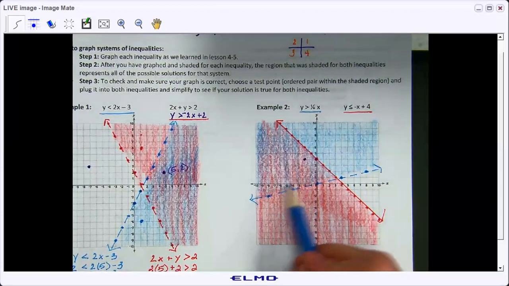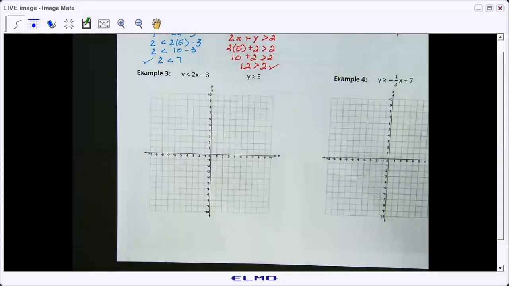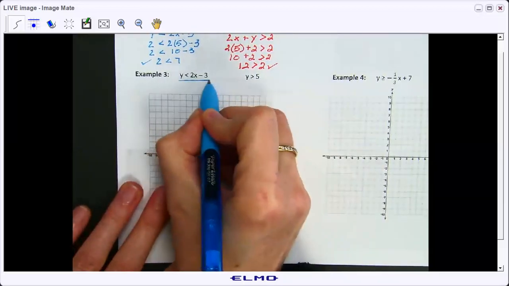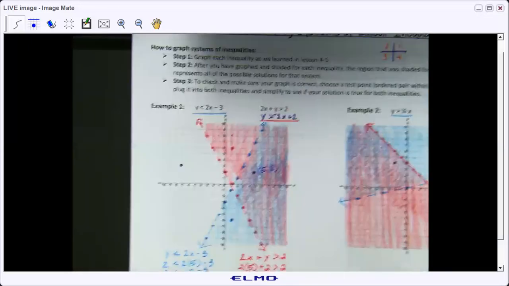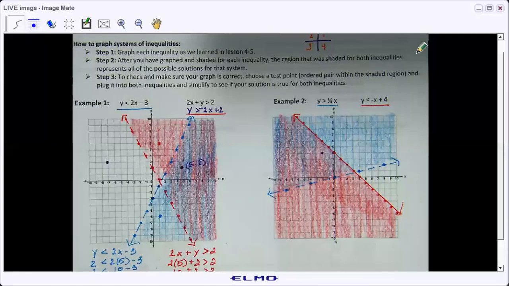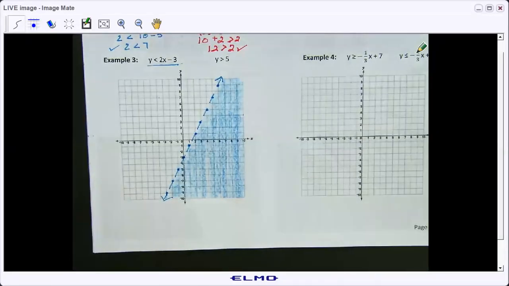So I want you guys to go ahead and get started on example 3. You're going to notice with example 3 that the second inequality is a little bit different, but it's nothing new. You've done this before, you just may have forgotten. So let's go ahead and graph the first inequality. I want you guys to graph it first and then check it. So the first equation you should have graphed should look like this.